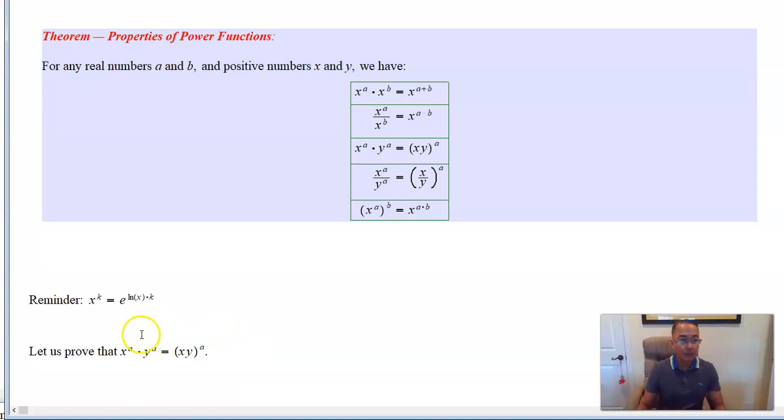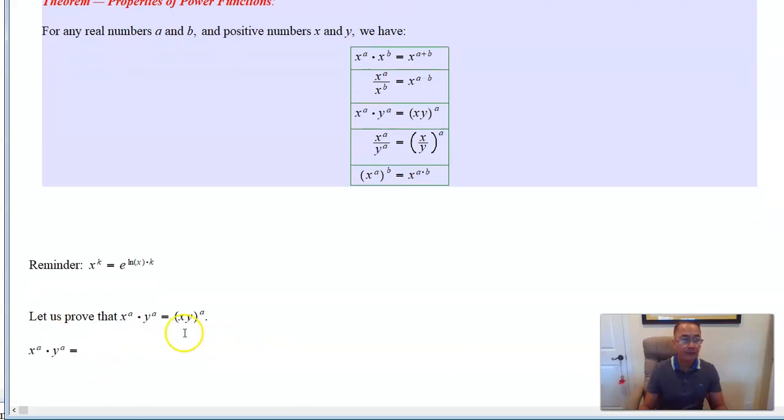Okay, so we want x to the a. All right, so yeah, let's copy both of these and replace them one at a time. So x to the a times y to the a. So we will need this recipe, except instead of k, we will have a. All right, there we go. Now we need y to the a, so it will be the same as x to the a, except we want ln of y instead of ln of x.